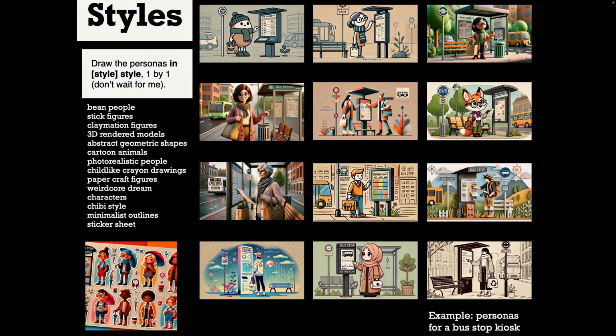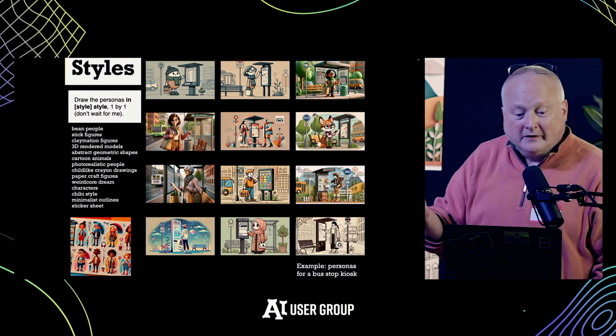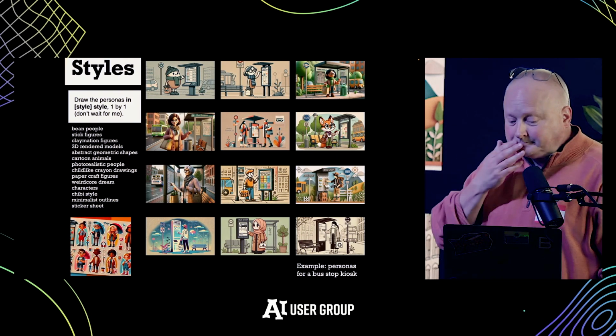I've put the list of ones I'm showing here. All of these were ones I thought had some value in different circumstances. There's a bean person, stick figure. The stick figure doesn't look like a stick figure, but good enough. I really like claymation. I really like the 3D rendered models. There's the photographic one, which is a common one you'd go to. Chibi is cute. So it's all kind of what market you're in. The sticker sheet, which is on the bottom left, is a particularly helpful one because everyone's got this white outline often, and that makes it easy for you to cut it out and then use it more flexibly as a designer. So I've found sticker sheets to be pretty helpful.